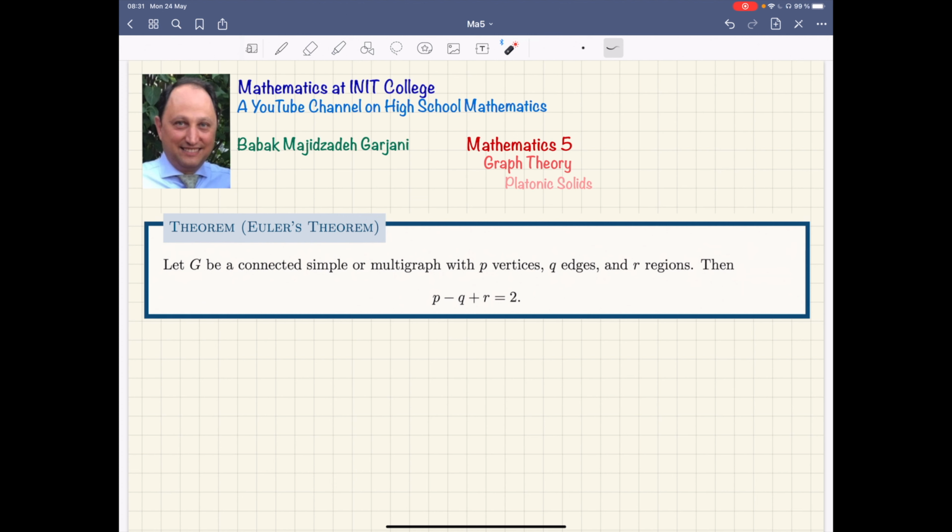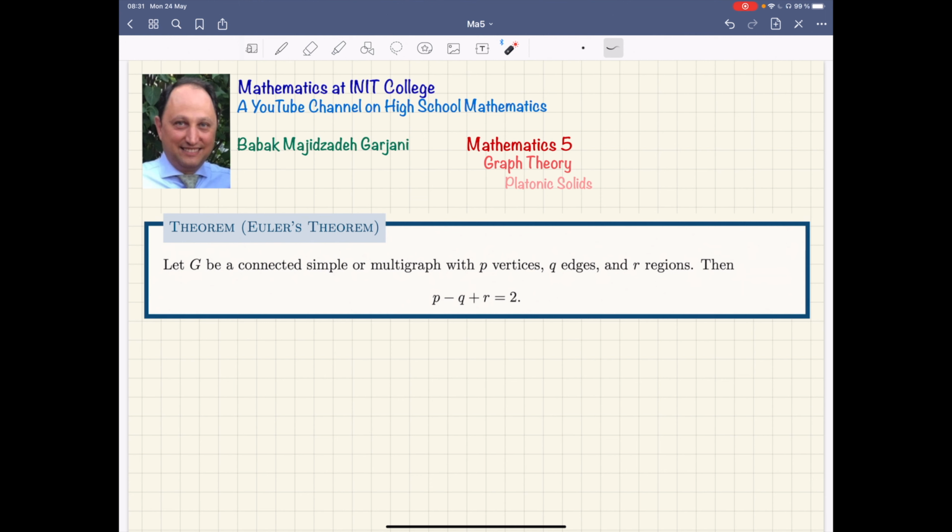So what was the theorem? What is Euler's theorem? Let G be a connected simple or multigraph, it doesn't matter, with P vertices, Q edges, and R regions. Do you know what the meaning of region is? Yes. If you have a planar graph, you can draw it in a way that the intersection only happens at vertices. If it is a planar graph, R denotes the number of regions. I don't want to prove it formally, but at least I wanted to give you some understanding of why this formula might be correct.